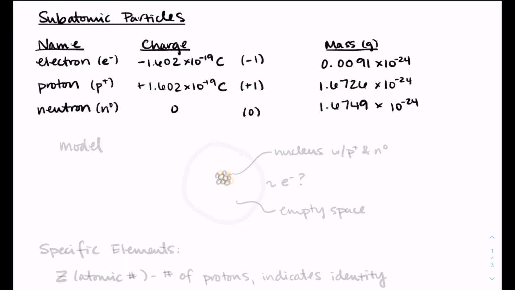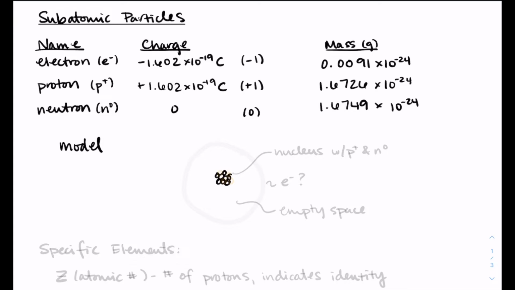So that would be a mass of 0.0091 times 10 to the minus 24th grams versus a proton, which is 1.6726 times 10 to the minus 24 grams, and a neutron, which is, we say the same mass as a proton. It's not identical. It's 1.6749 times 10 to the minus 24th.